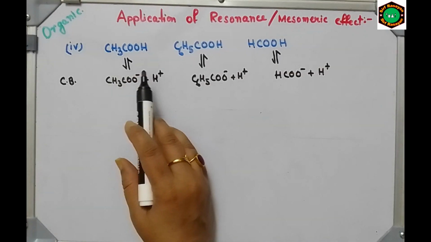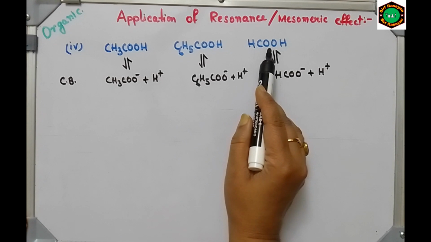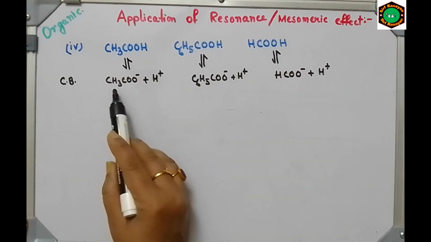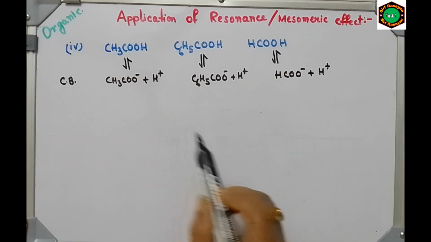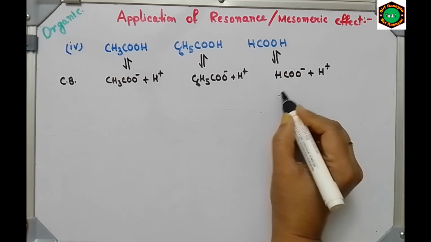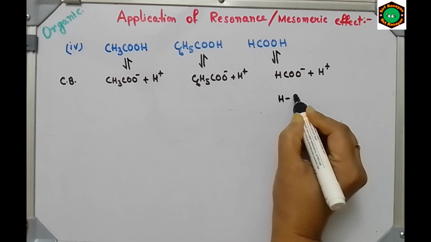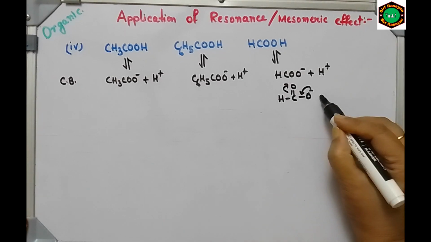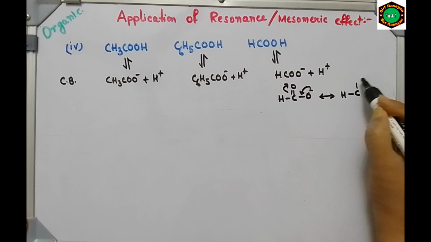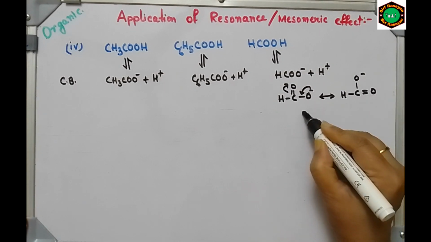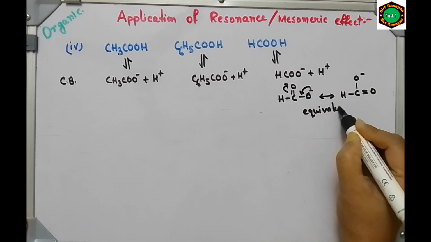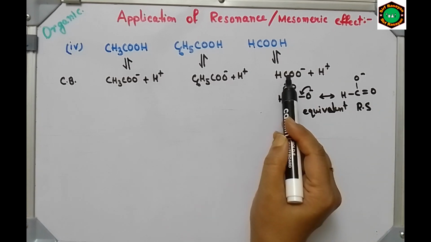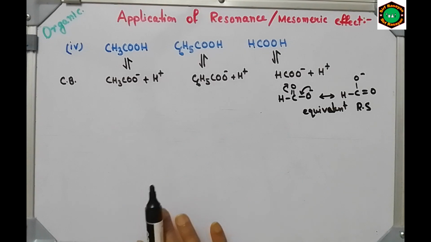Now compare the acid strength between acetic acid, benzoic acid and formic acid. For that, you have to write the structure of the conjugate base of the corresponding acids. This is acetate ion, this is benzoate ion, this is formate ion. You know formate ion, it is having equivalent resonating structures. So next resonating structure, this one. So here there is equivalent resonating structures. That's why formate ion is stable and formic acid is strong acid.